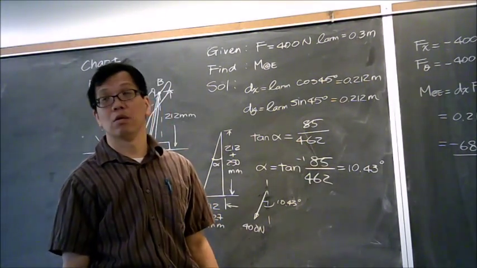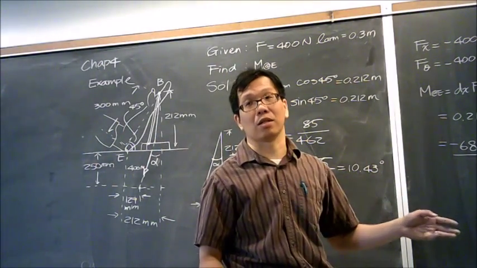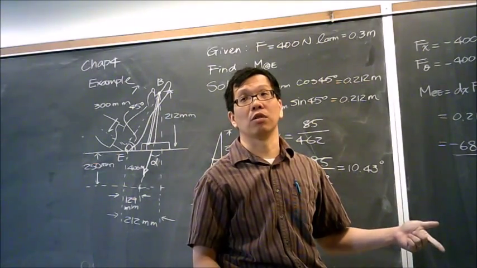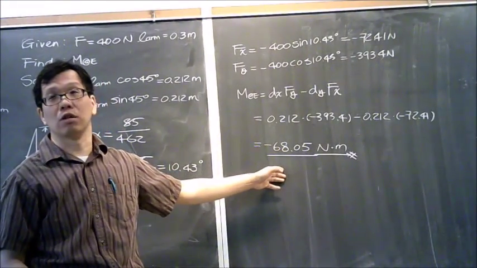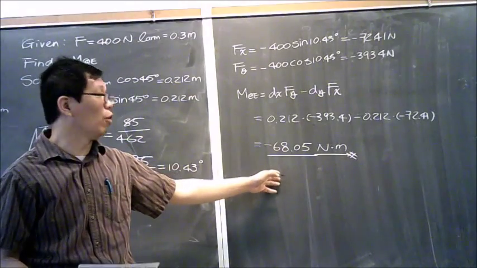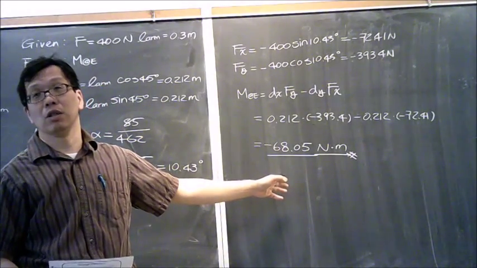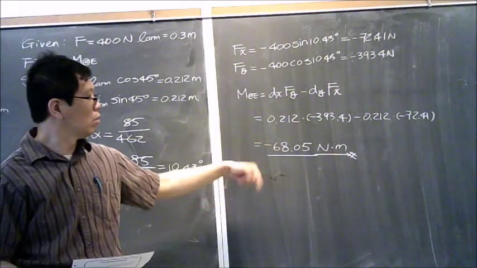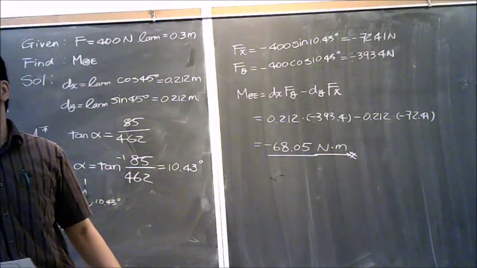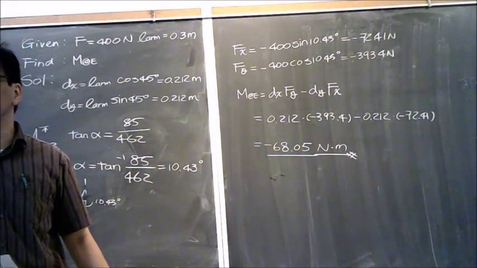But sometimes you're going to be asked the magnitude and the direction. In this case, the magnitude is going to be what? 68.05 Newton meter. The direction is going to be clockwise. Does that make sense to everybody?